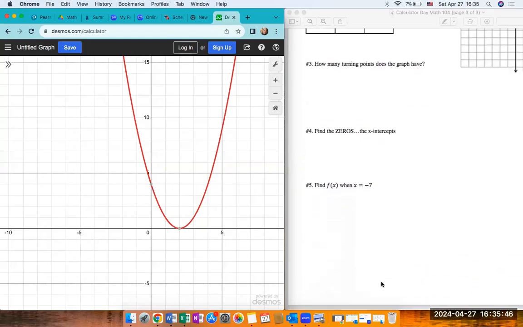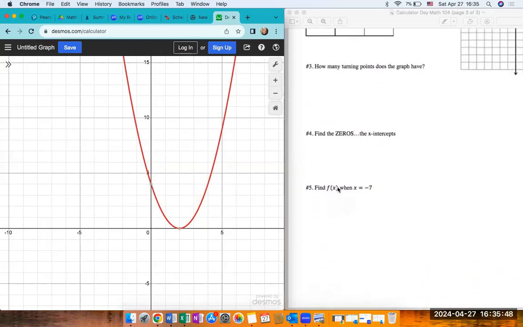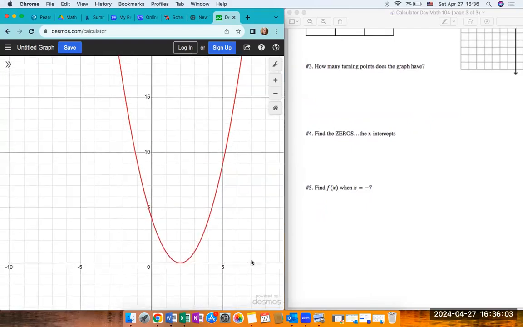Now, this one has another question. It says, find f of x when x is equal to 7. This is just another fancy way to say, well, what is your y when x is equal to 7? So a couple things on Desmos that we can do. Notice that on here, 7 is probably located here, and then we would have to look up.